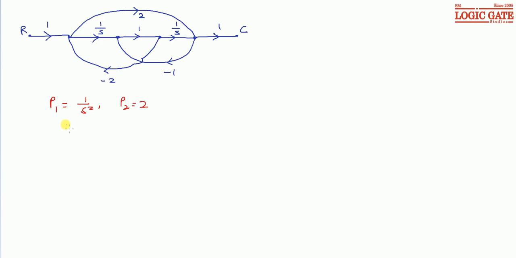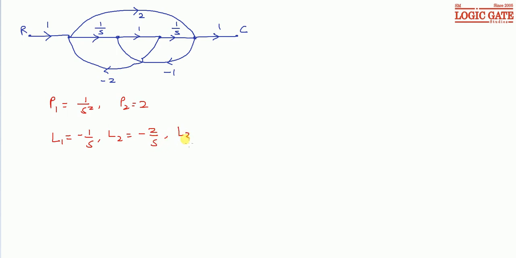Now let's see the loops. First loop is 1 by s, minus 1. So its gain is 1 by s into minus 1, so gain is minus 1 by s. Second loop is 1 by s, 1 and minus 2. So its gain is minus 2 by s.